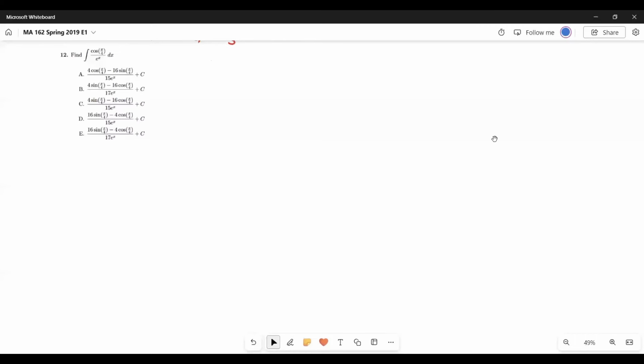Okay, so this question asks to find the integral of cosine x over 4 over e to the x dx. So it is cosine x over 4 times e to the negative x dx. You can rewrite it like that.